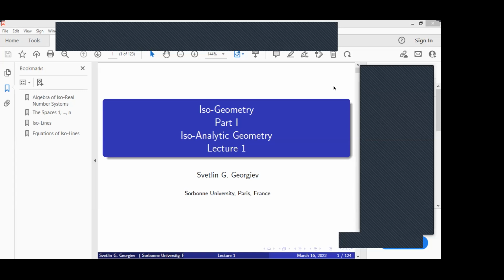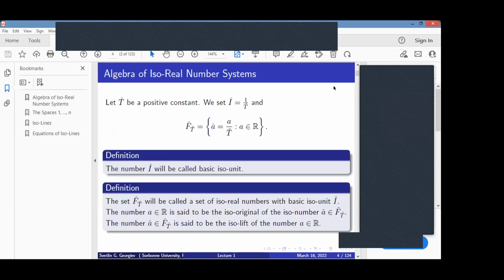So suppose that t is a positive constant.